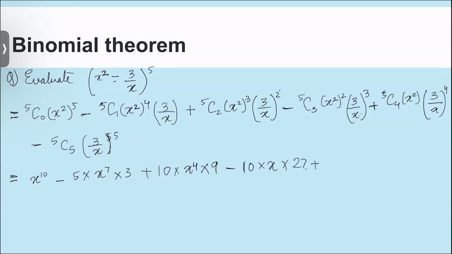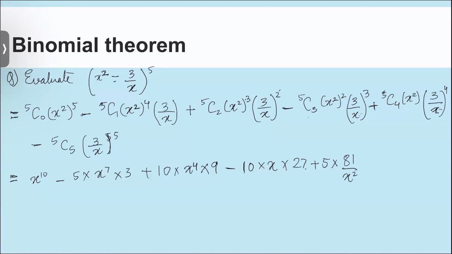Then you have 5c4, so that is equal to your value of 5c1. So this is again 5 into, now there is x raised to 4 in the denominator, and x squared in the numerator. So what you get is 3 raised to 4 is 81 by x squared in the denominator. Okay.